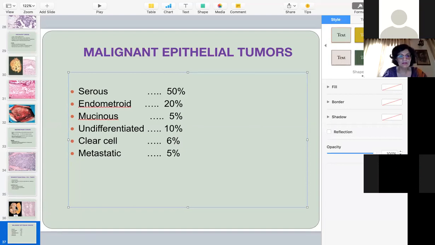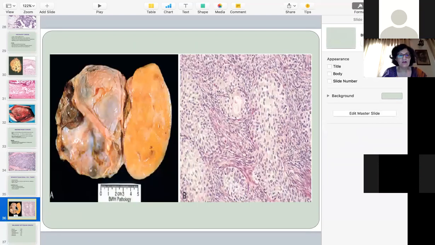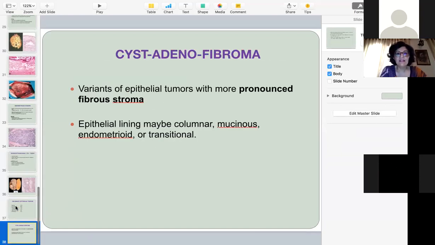Sorry, got stuck again. Okay, this is the last slide for today, and this is the last tumor of this group of the surface epithelial tumors. Cystadenofibroma. That is a cyst which is lined by a lining epithelium, and it has a fibroma component, that is a pronounced fibrostroma. So these are variants of epithelial tumors with more pronounced fibrostroma.